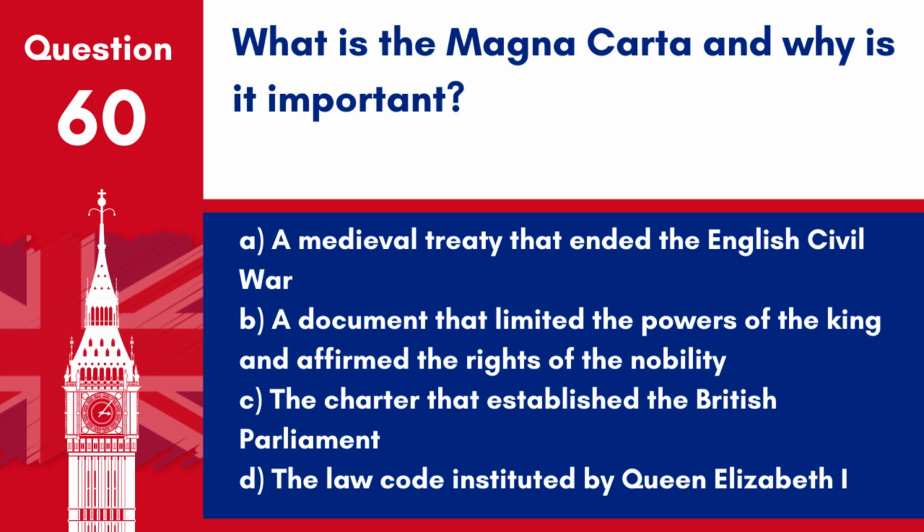Question 60. What is the Magna Carta and why is it important? A. A medieval treaty that ended the English Civil War. B. A document that limited the powers of the king and affirmed the rights of the nobility. C. The charter that established the British Parliament. D. The law code instituted by Queen Elizabeth I.